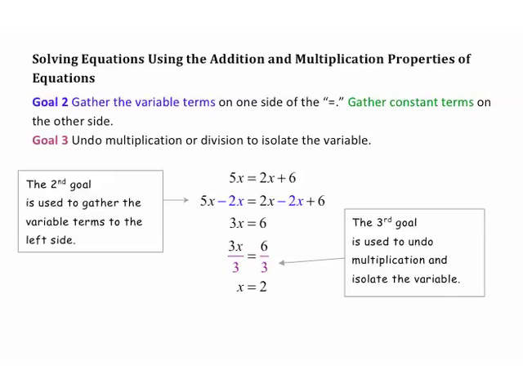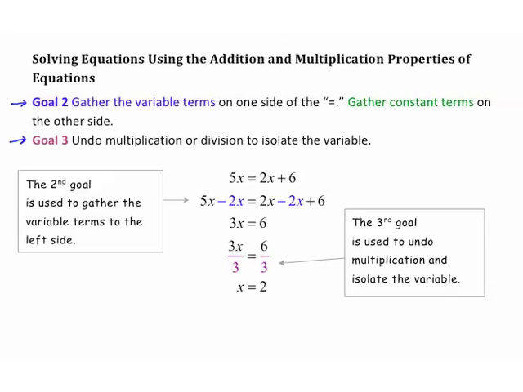Solving equations using the addition and multiplication properties of equations. The equations here are going to get a little more complicated, and so we are going to need both goal 2, which we just practiced, getting the variable terms on one side and constants on the other, and we're going to need goal 3, which is to undo multiplication or division to isolate the variable. Now, we're going to perform goal 2 first, followed by goal 3.